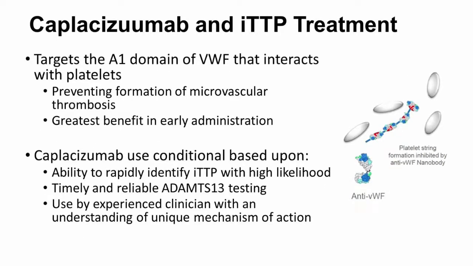So it's important to understand the mechanism of action of Caplacizumab and emphasize the fact that it's not modifying the disease. Caplacizumab targets the A1 domain of VWF that interacts with platelets. So it prevents the downstream effects of TTP. It prevents the formation of these microvascular thromboses that really mediate the clinical phenotype of the disease. The panel felt the greatest benefit was with earlier administration of Caplacizumab rather than later administration.